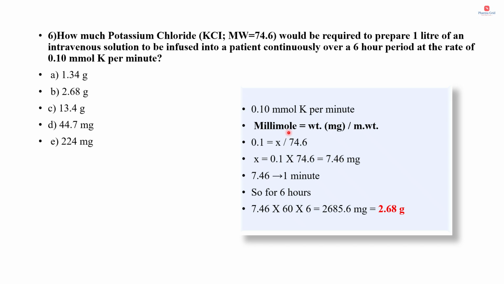So the equation for millimole is equal to weight in milligram divided by molecular weight. Millimoles we already know, that is 0.10. Molecular weight is 74.6. So substitute all these values in this equation. We will get the value as 7.46 milligram. It is the amount of potassium chloride that is to be infused in 1 minute.